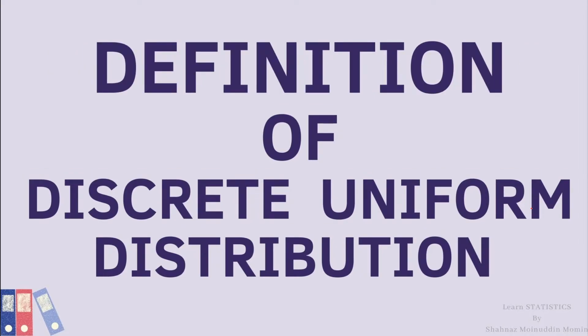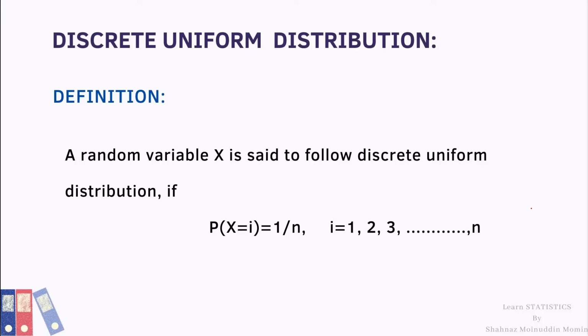So we shall start with the first point, definition of discrete uniform distribution. A random variable X is said to follow discrete uniform distribution if its PMF is given by probability X equal to i is equal to 1 upon n for i equal to 1 to n. Means the probability of each value 1, 2, 3 up to n is the same, and which is 1 upon n.